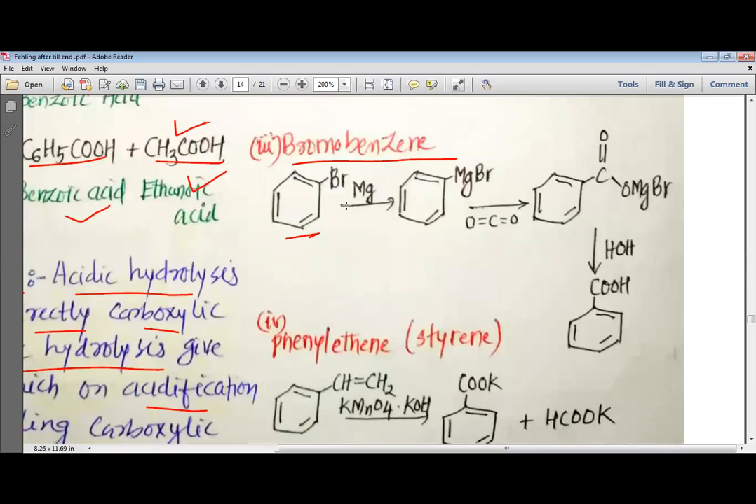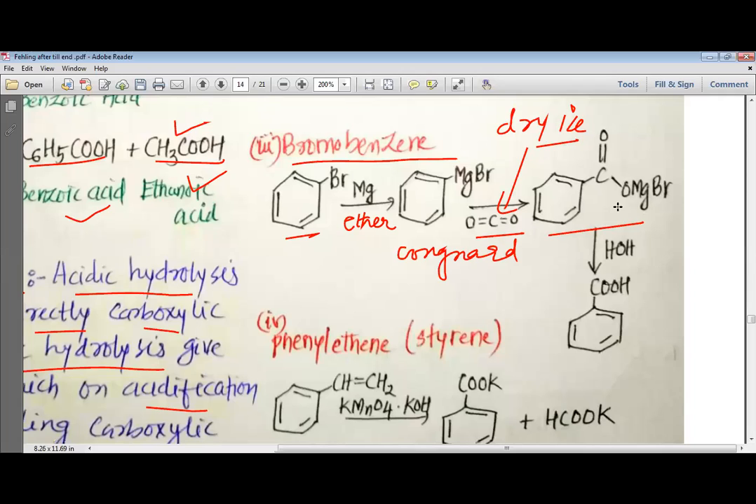Bromobenzene, if we have, then we'll allow it to react with magnesium in the presence of ether. So my dear students, we will get the Grignard reagent, and this Grignard reagent with dry ice will give us the corresponding intermediate, and that intermediate can be converted to the carboxylic acid by the simple process of hydrolysis, my dear students. So by hydrolysis, this complex formed by the Grignard reagent will give us benzoic acid.